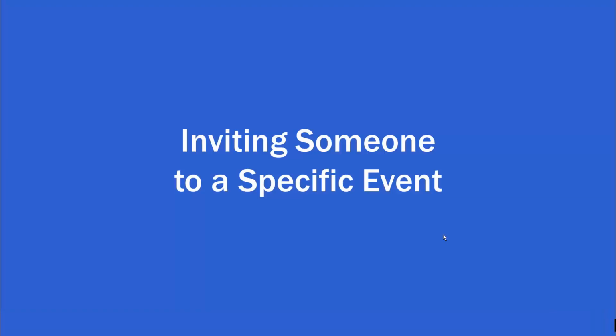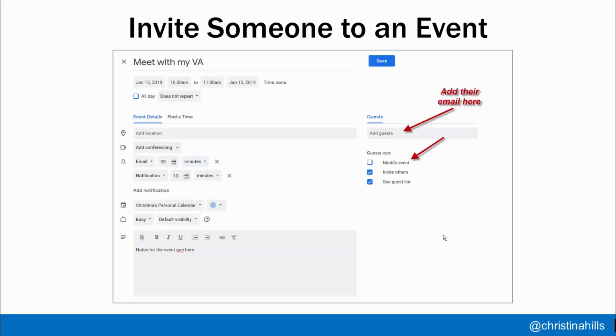I want to talk about inviting someone to a specific event. And this is also optional. You don't have to do this. But I wanted to show you the possibilities. So let's say I create an event. I'm going to meet with my virtual assistant, and I want to invite her. The purpose of inviting somebody to your event is if they use Google Calendar, it will automatically drop onto their own calendar. So it's very convenient, but it really only works if you use Google Calendar. I have not tested it with other calendars, but that's what the intention is.